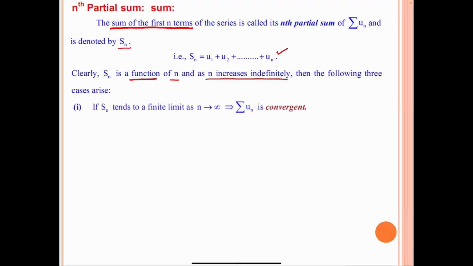If Sn tends to a finite limit as n tends to infinity, then summation un is convergent. This is the definition of convergence of a series. This means we have to evaluate limit n tends to infinity of Sn. If this is finite, then the given series is convergent.